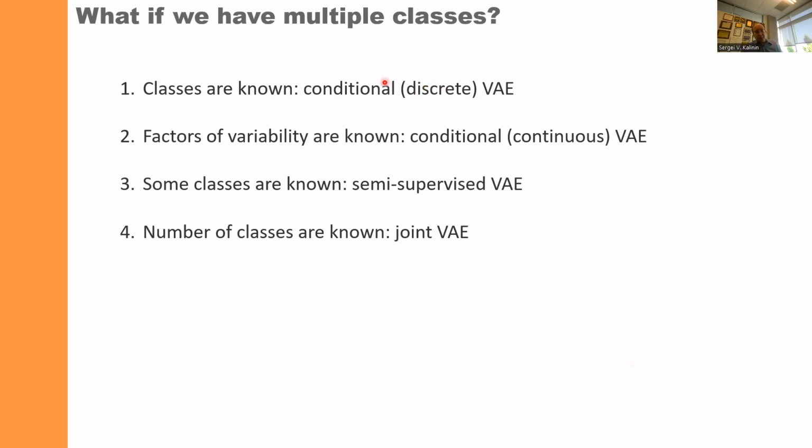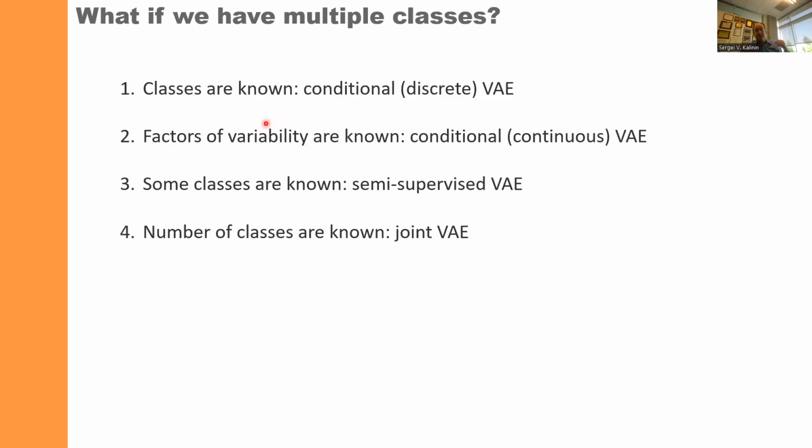So what can we do? The first scenario that we encounter is when the classes are somehow known. Where they're known from, it depends. Maybe we have some other way to identify them. Maybe our data is sufficiently discriminating that we can separate them. And I'll show you an example of how it works. This would be the conditional discrete VAE. In fact, the example of the disentanglement of latent representations I have shown you is actually using the discrete conditional VAEs.